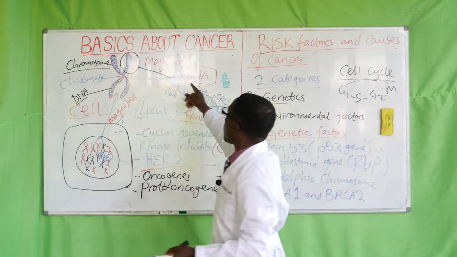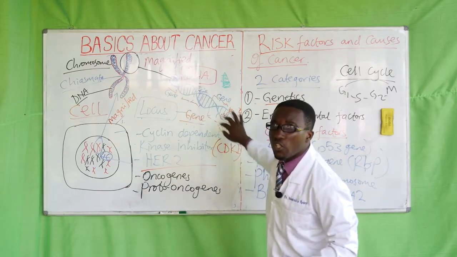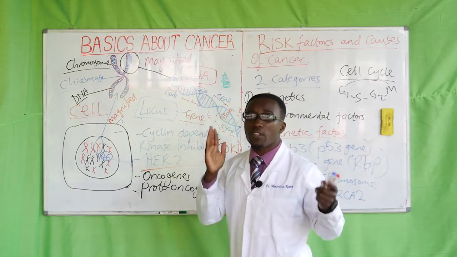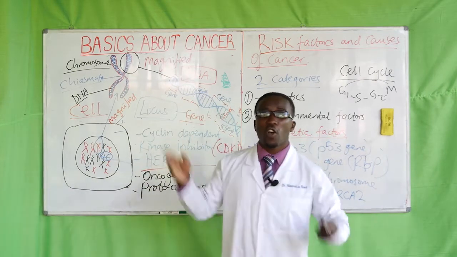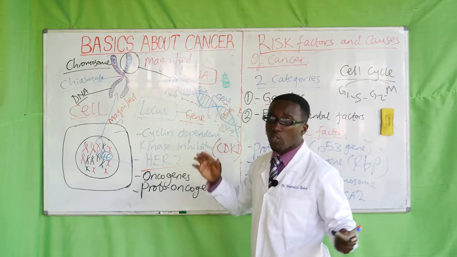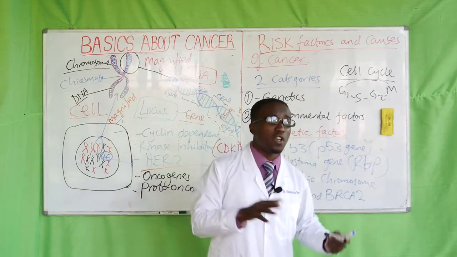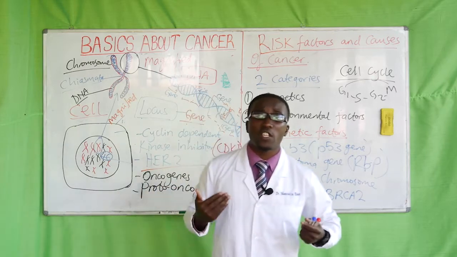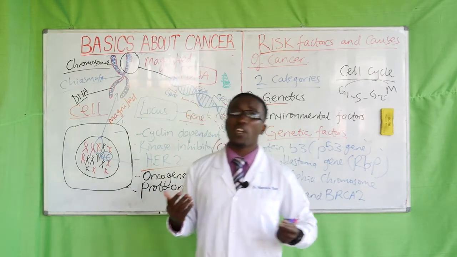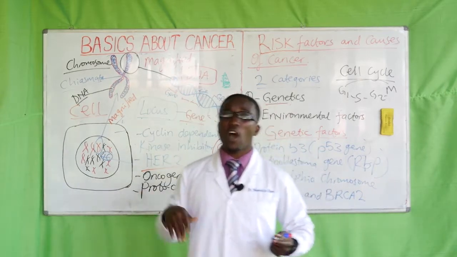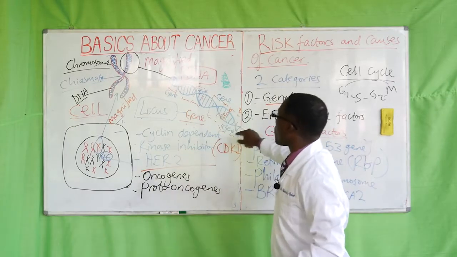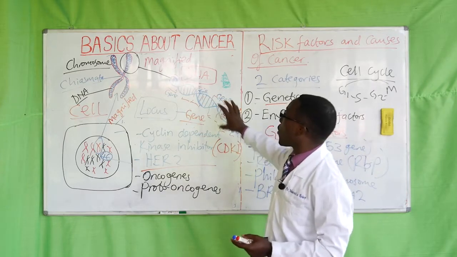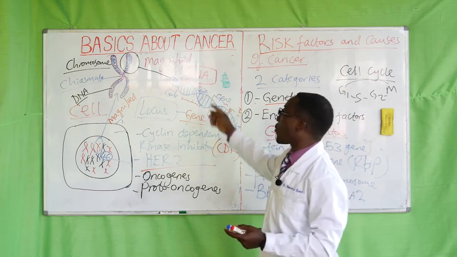So, when you look at this DNA, we have thousands of genes that determine various characters, both psychological, physical, emotional, behavioral. Each and everything is housed in the gene. The genes, in other words, determine who we are, how we look, how we behave. So now, as we discuss the causes and the risk factors of cancer, we are going to be referring to the genes.